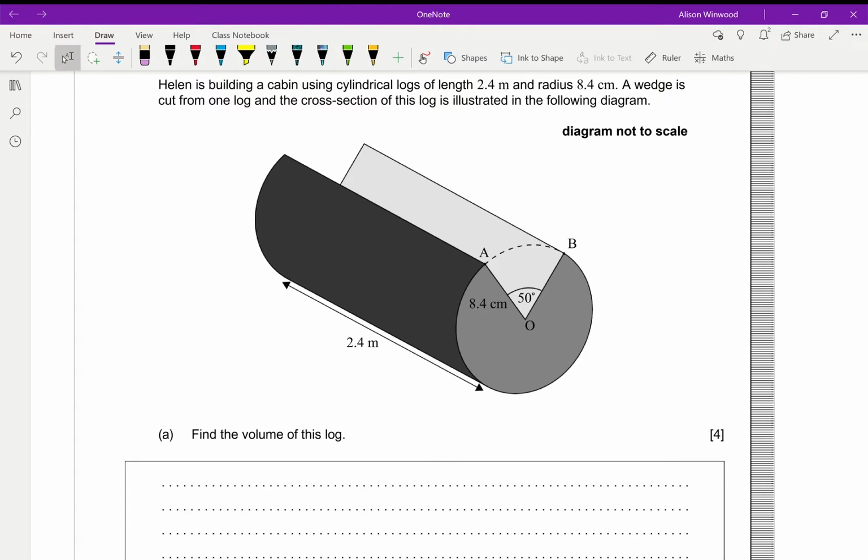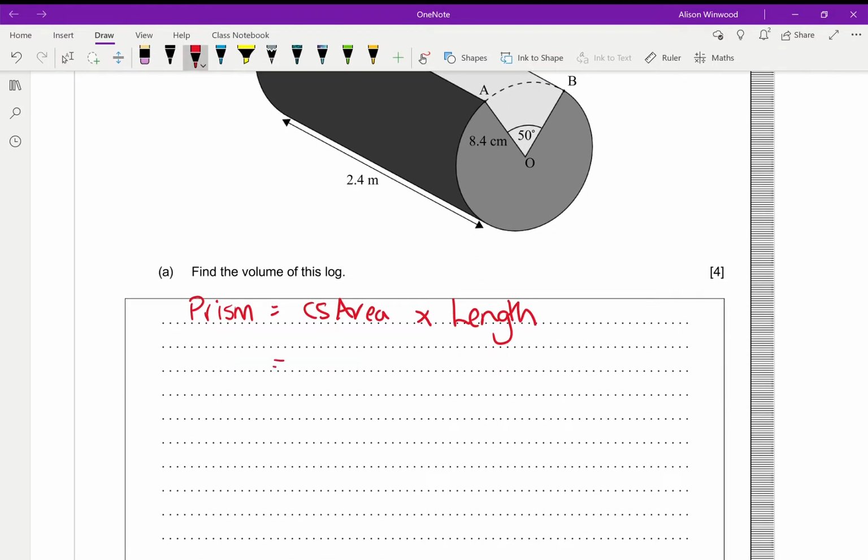This is a prism. Volume of a prism is cross-sectional area multiplied by length. Now the cross-section is a sector of a circle. If that's 50, then that angle is 310. So I've got 310 of the 360 degrees of a circle. Area of a circle is pi r squared. So that's the area on the end, and then we've got to multiply by the length, being careful to notice the length is given in meters, convert it to centimeters is 240.